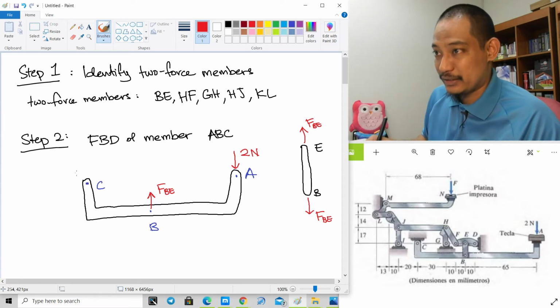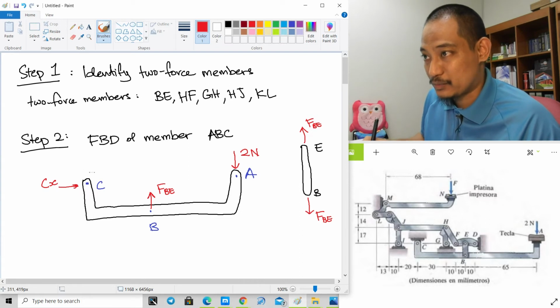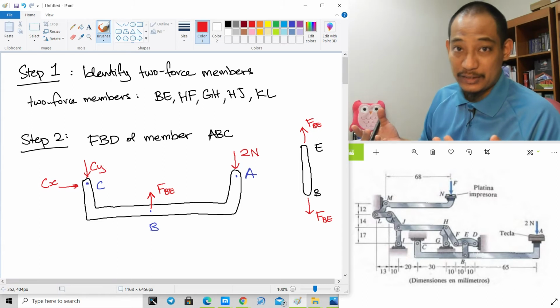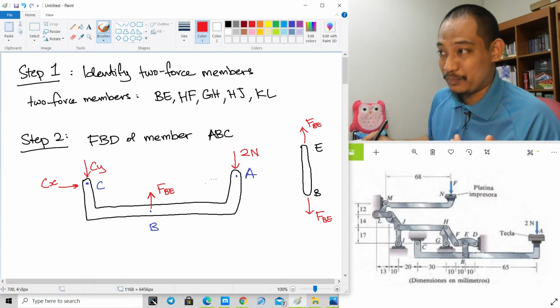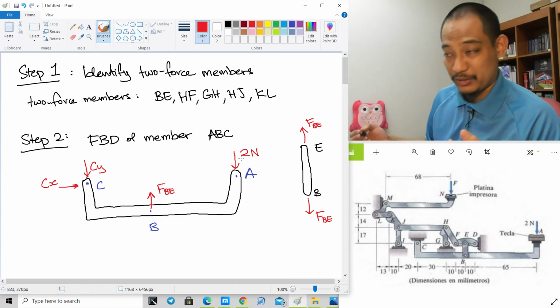Okay. So and then I can assume here, this is just an assumption, Cx in this direction, as well as let's assume Cy in this direction. It's just an assumption, but it is an educated guess, right? Because if later on I want to take moment about point B, obviously this Cy has to counter this 2 Newton to balance, if that assumption is correct, right?